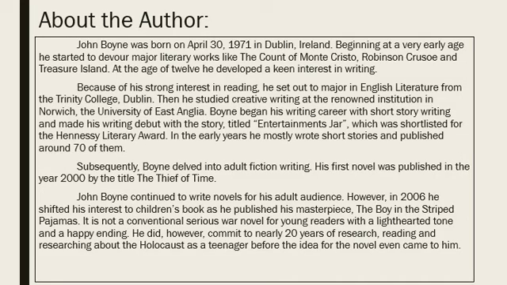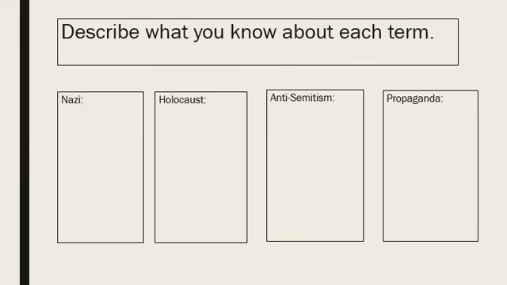So the first slide is about the author. This is just a little tidbit about John Boyne. It tells you that he was born in Dublin, Ireland, which is connected to the story because Ireland is part of Europe, and Europe was heavily impacted by World War II. It tells you about why he wrote the book and what he's doing since then. So just a little background information about him.